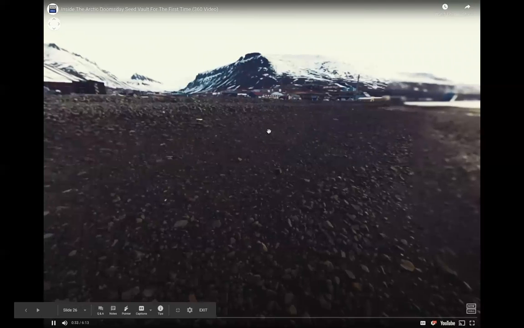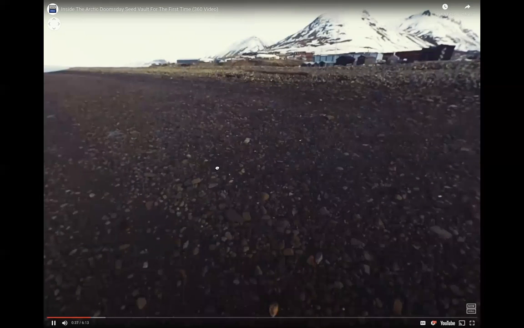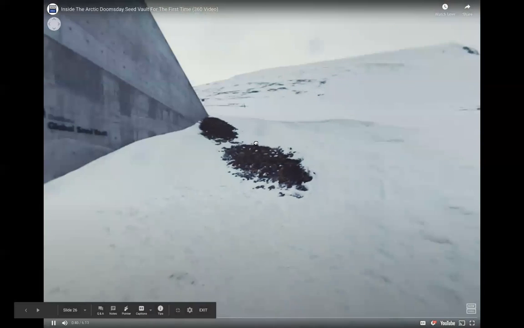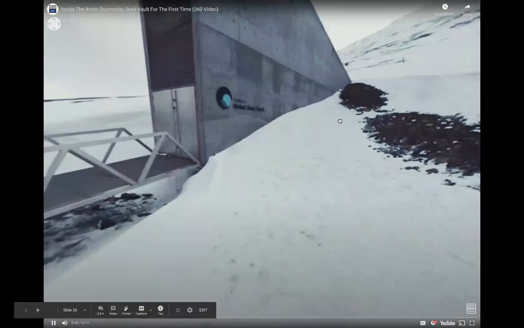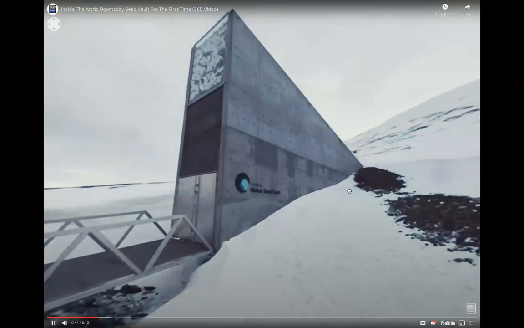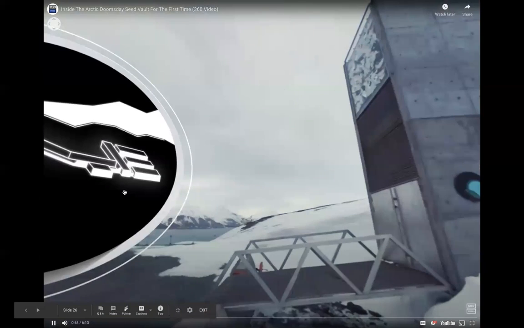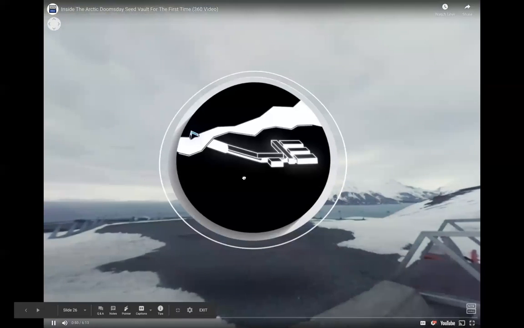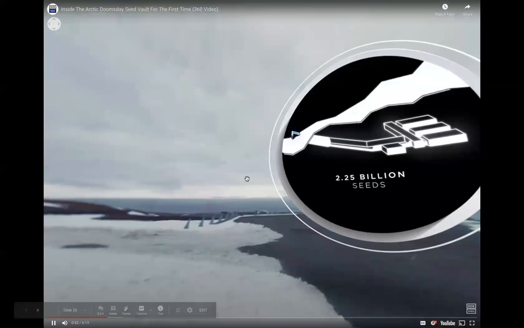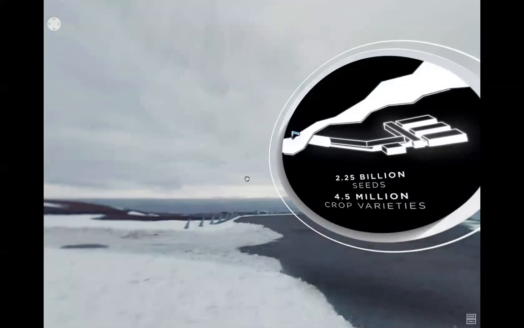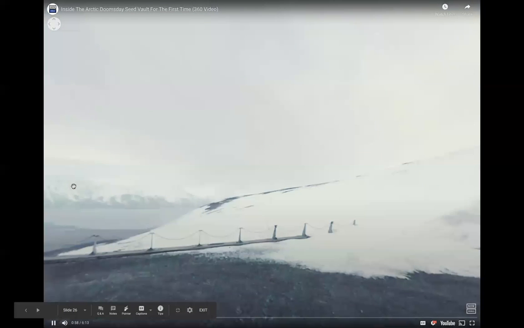It's because of this. The Svalbard Global Seed Vault, sometimes referred to as the Doomsday Vault. Set 120 meters inside a mountain, this secure underground facility is capable of storing up to 2.25 billion seeds, collected from 4.5 million crop varieties around the world. Basically, what lies behind these metal doors is the ultimate insurance policy for the entire planet's food supply.